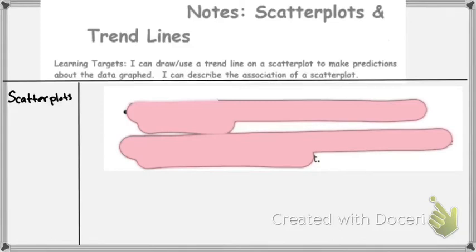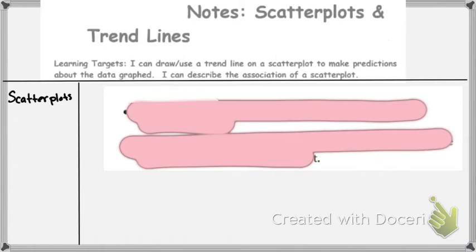Today we're going to be talking about scatterplots and trend lines. First, our learning target is: I can draw and use a trend line on a scatterplot to make predictions about the data graph. I can describe the association of a scatterplot.